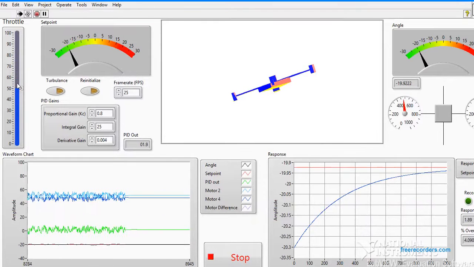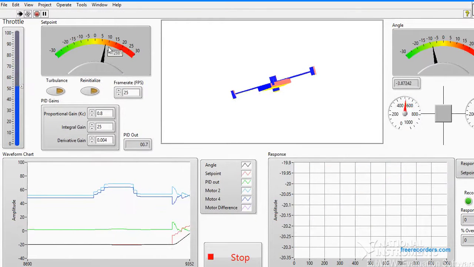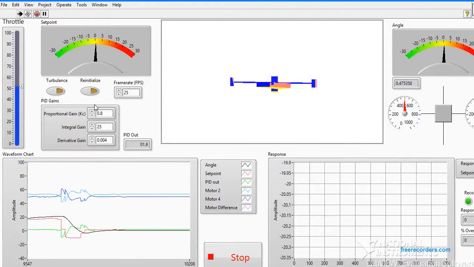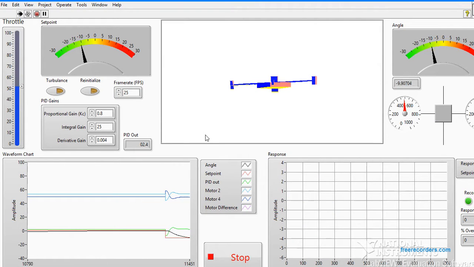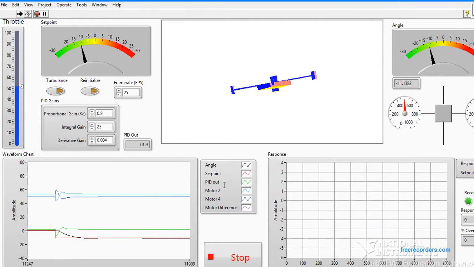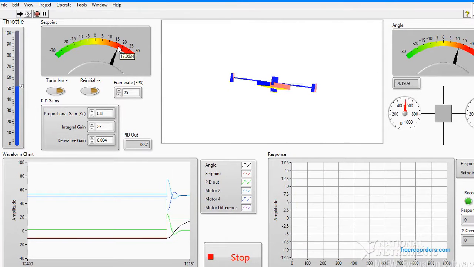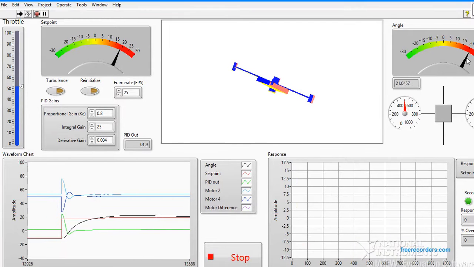You can also control the throttle levels of the quadcopter, shift it right and left, or make it stable. You can reinitialize it, and you can change the PID gains. The waveform chart plays a major role here because it gives the angle values, set point values, the PID outputs, motor 2 and motor 4, and their difference too. Here the set point is configured as plus 20, and you can see the angle is around 22, and it slowly decreases and comes back to 20. This is what the response time takes.